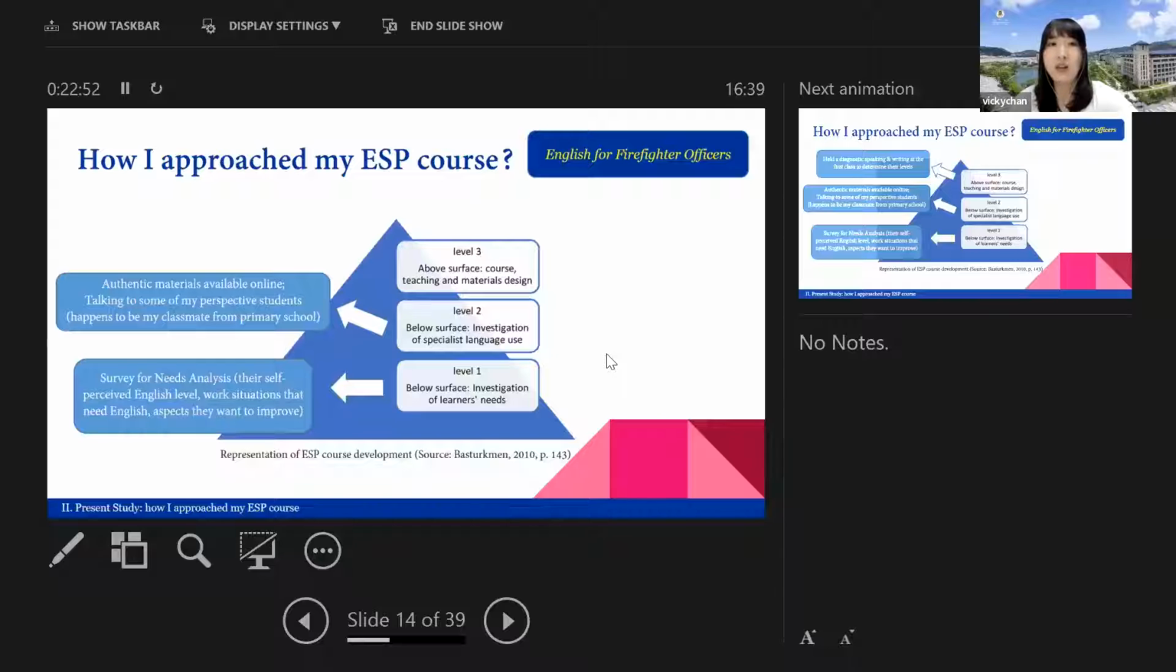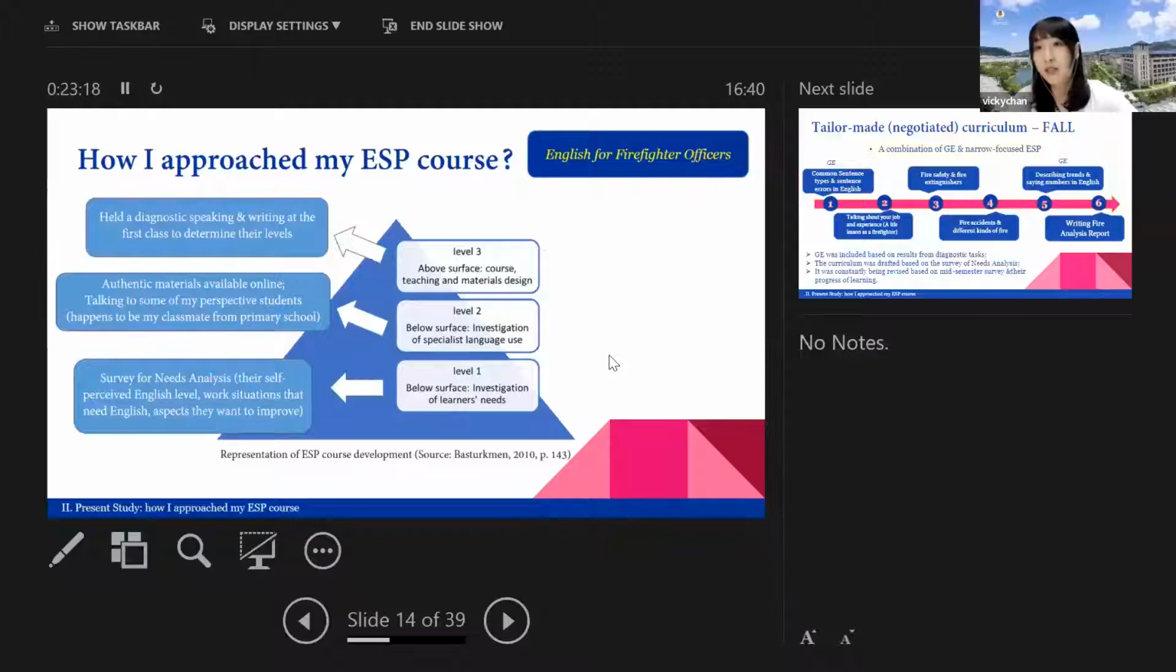And luckily, I got to know one of my prospective students from this program, who happened to be my classmate from primary school. So I talked to him a lot about what they expect to learn and what they need English for at work. So basically, I already knew a lot before the course started. And from that, I designed my course materials and curriculum. But on the first day as well, I also held a diagnostic speaking and writing task with them to find out their actual English level.